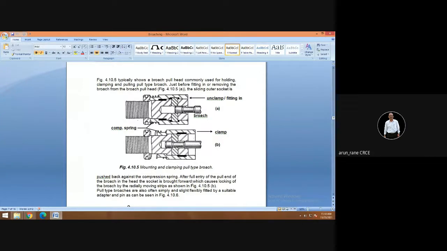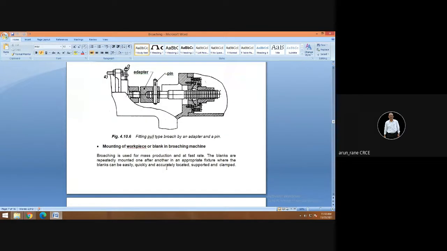Here a broaching fixture for a pull type broach is shown. How to fit a pull type broach with the help of an adapter and a pin, that is what is shown in this diagram.